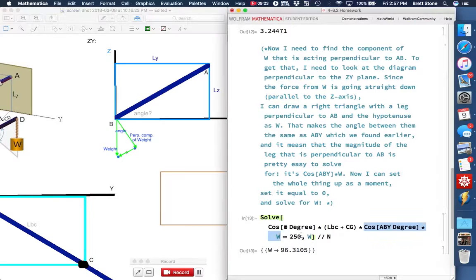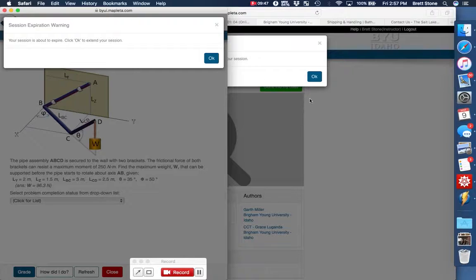And the way that I tell Mathematica to solve for that is I say Solve, square bracket, and then I put all my stuff in, my equation, double equal sign. And we know that it can withstand a 250 Newton meter moment. I tell it to solve for W, and this part tells it to give it to me in a decimal, not in some funky fraction. Shift enter to solve it, and I get 96.3105.